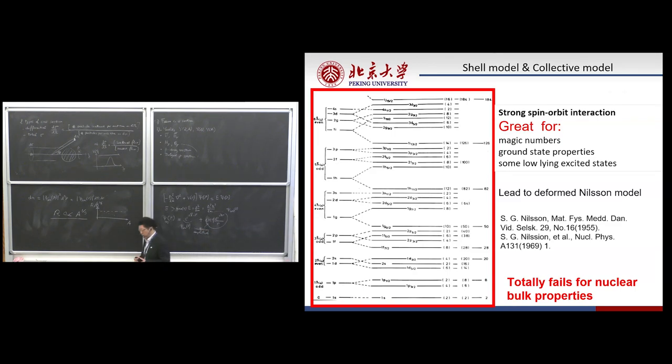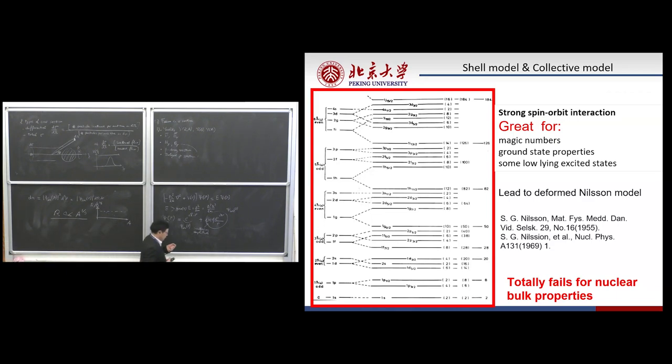Because at that time, we didn't have so much knowledge. What we have is the constraint from experiment. We know the magic numbers, and we have to try to reproduce them. In such a way, the so-called Nilsson model is so successful, because by fitting the data, they can reproduce almost all the magic numbers, right? So that is also something we should learn from.